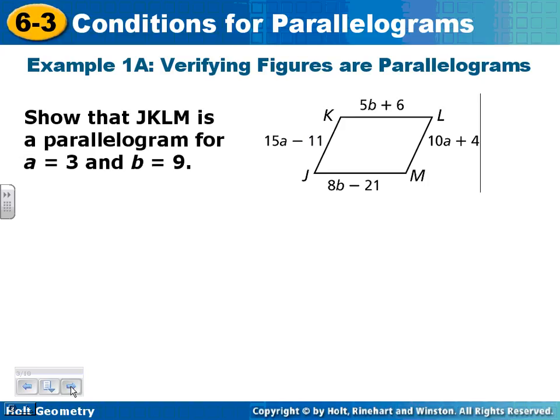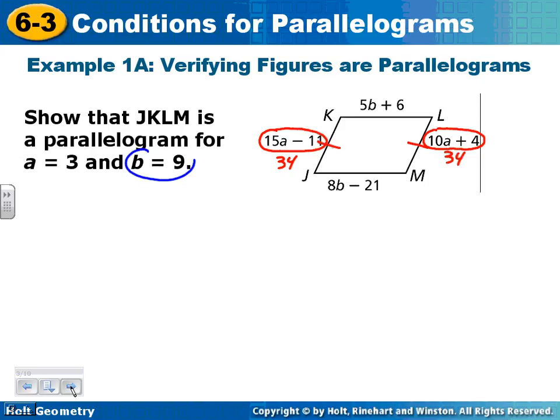In this one, show that JKLM, so that quadrilateral, is a parallelogram for A is 3 and B is 9. Let's do the A is 3 first. Well, if I plug A is 3 in right there, 15 times 3 would be 45, minus 11, 34. So I put a 3 in place of A. That means that side length is 34. Let's do the other side. 10 times 3 is 30, plus 4 is 34. So that means I can go in and put a tick mark on the left and a tick mark on the right. Well, if the same holds true for the top and bottom, then I'm going to have a parallelogram.